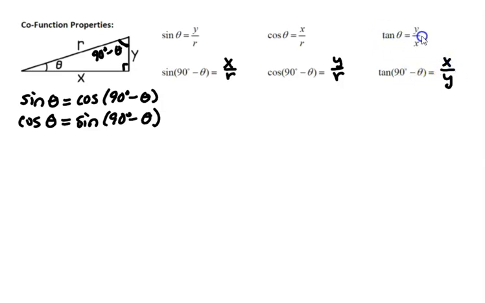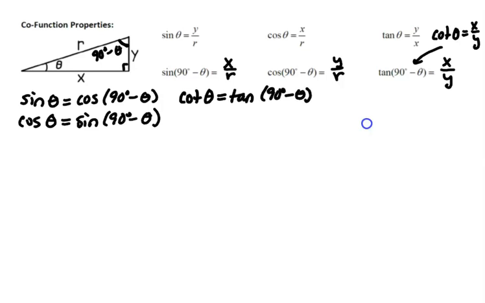Think about the fact that if tangent is y over x, then cotangent of theta would be x over y, the reciprocal. So that means cotangent of theta is equal to tangent of 90 minus theta. And vice versa, tangent of theta would equal cotangent of 90 minus theta. We could reverse that.